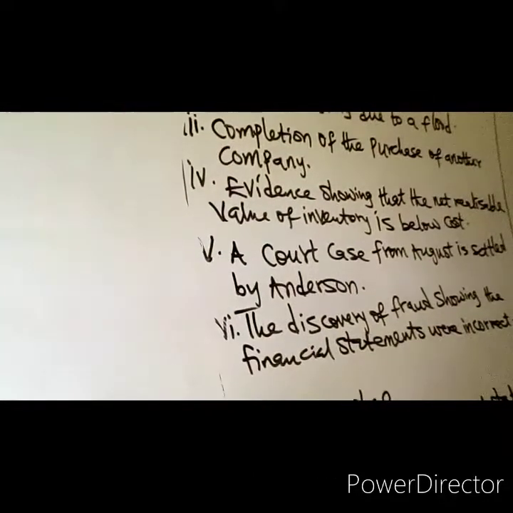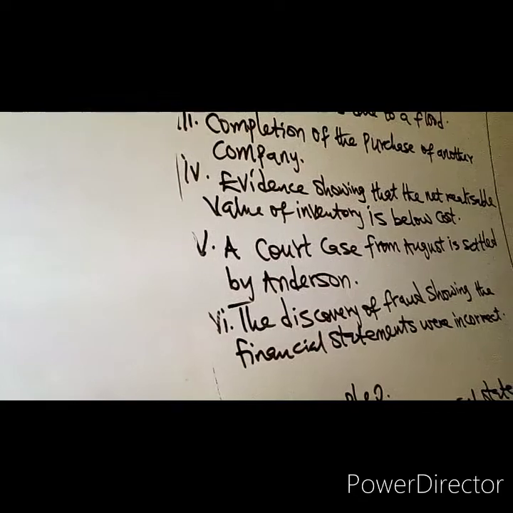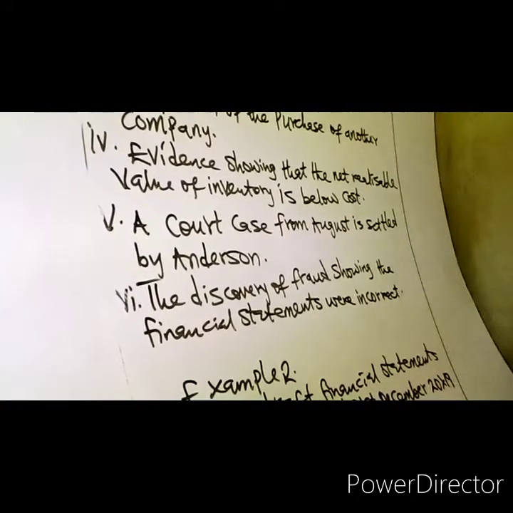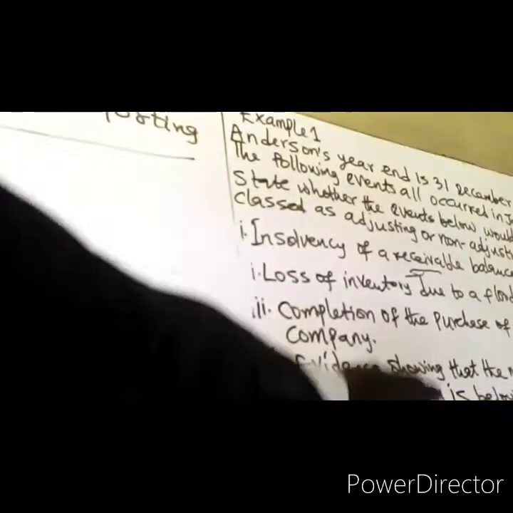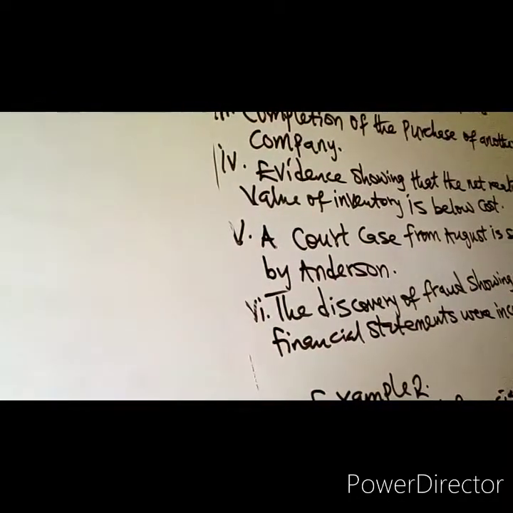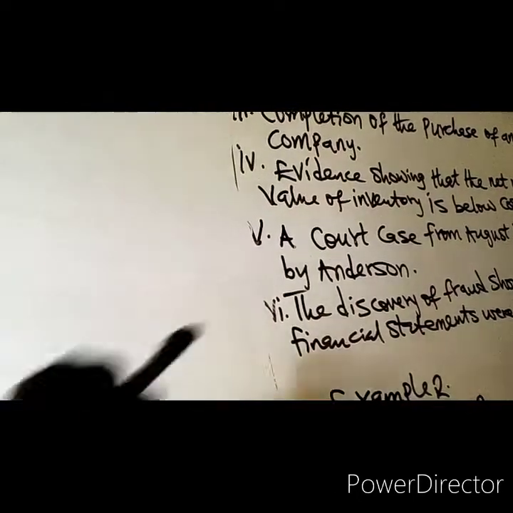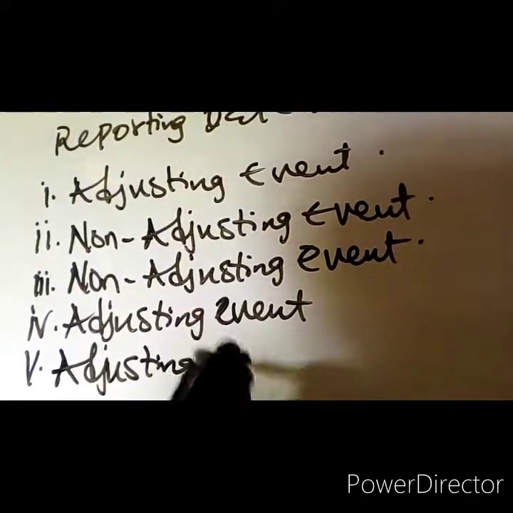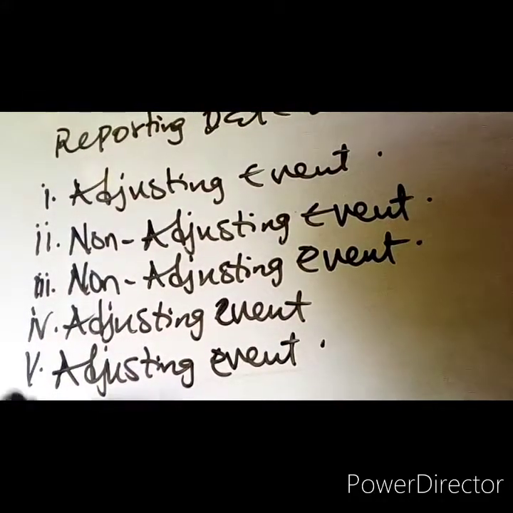A court case from August is settled by Anderson. This is a court case, and this case has been in existence since August, and your financial year end is December 31st. So that means that condition has been in existence, and you will need to make provision in accordance with IAS 37. So this is an adjusting event, since that condition has been in existence since August, within the financial period. You have to make additional provision for that in accordance with IAS 37.